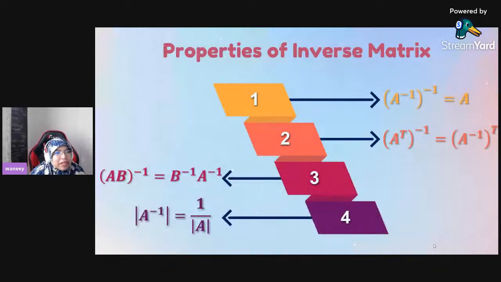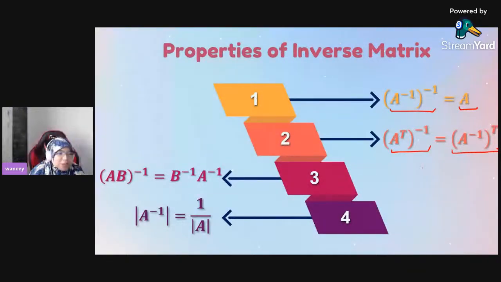Okay, so now let us go to the properties of the inverse matrix. The first one: if you have A inverse and you take the inverse of that A inverse, then it will simply become A again. Next, A transpose: if you want to calculate the inverse of A transpose, that will be equal to calculating A inverse first and then transposing your answer later on. So they will be equal.